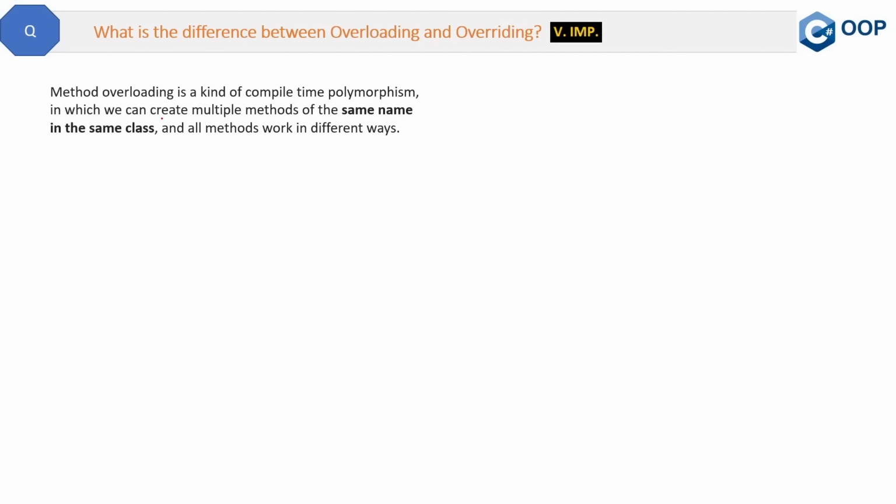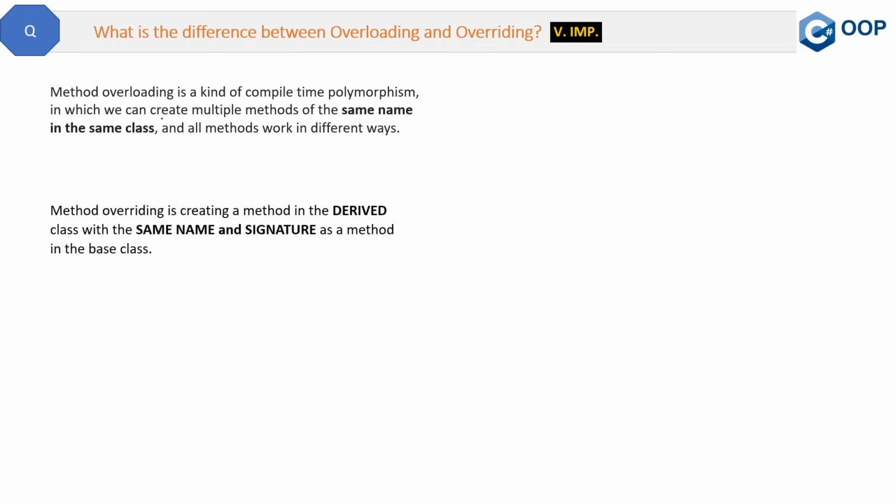What is the difference between overloading and overriding? This is an important question. We already know about overloading and the definition is here. So let's see what is overriding. Then ultimately we will know how it is different from overloading. Method overriding is creating a method in the derived class with the same name and signature as a method in the base class.